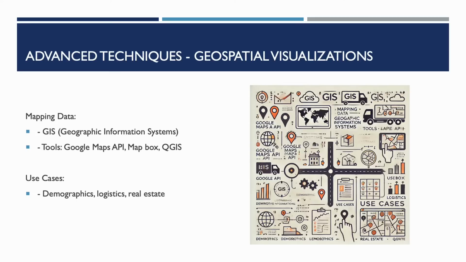In real estate, geospatial visualizations are also key. So mapping property values, neighborhood demographics, and accessibility to amenities, stakeholders can identify prime locations for development or investments. So these are the three areas where we can use this GIS, which is very important nowadays, and this is an advanced technique of data visualization.